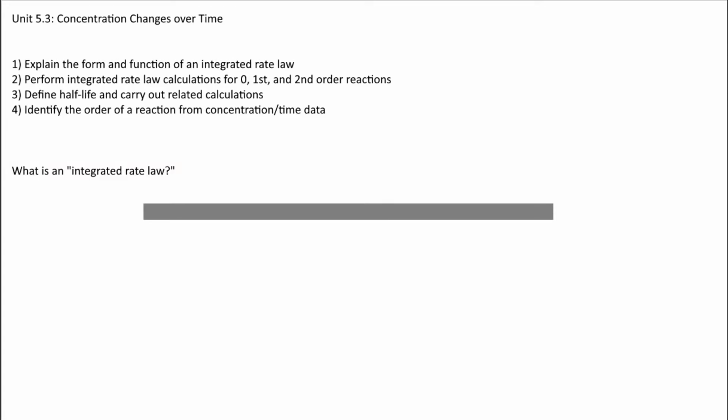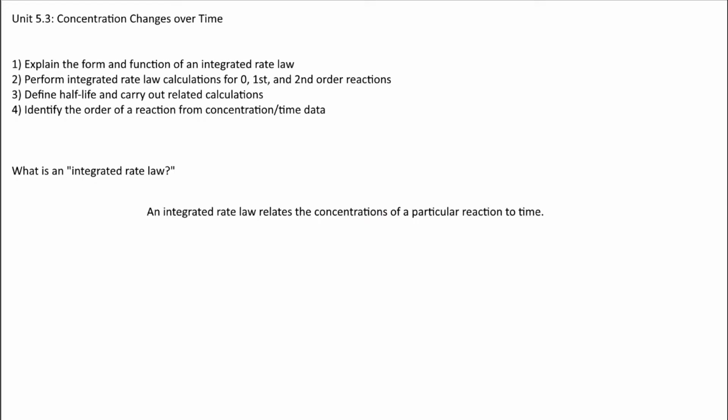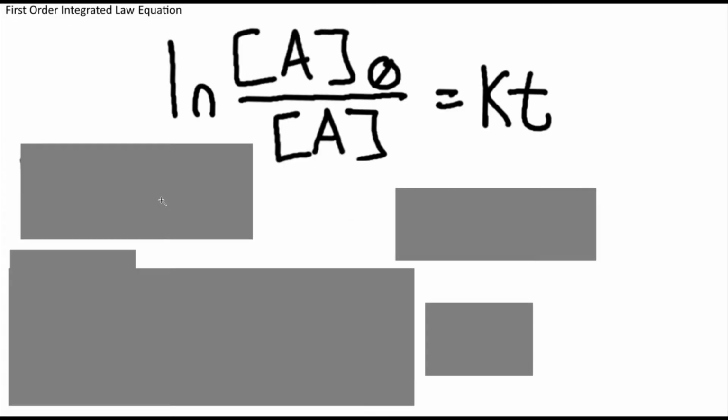So what is an integrated rate law? Well, an integrated rate law relates the concentrations of a particular reaction to time. Now, here is the first order integrated law equation. Now, don't freak out. We're going to walk through this together, and we're going to break it down bit by bit so we can make this as less complicated as possible.